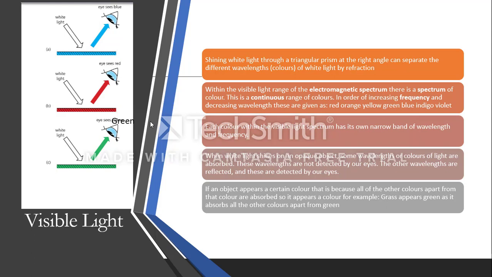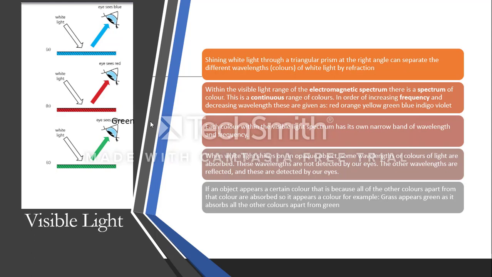Each color has its own frequency. So the 7 colors of the rainbow are red, orange, yellow, green, blue, indigo, and violet. When white light shines on an opaque object, some wavelengths of the colors are absorbed. These wavelengths are not detected by our eyes. Other wavelengths are reflected, and these are detected by our eyes.